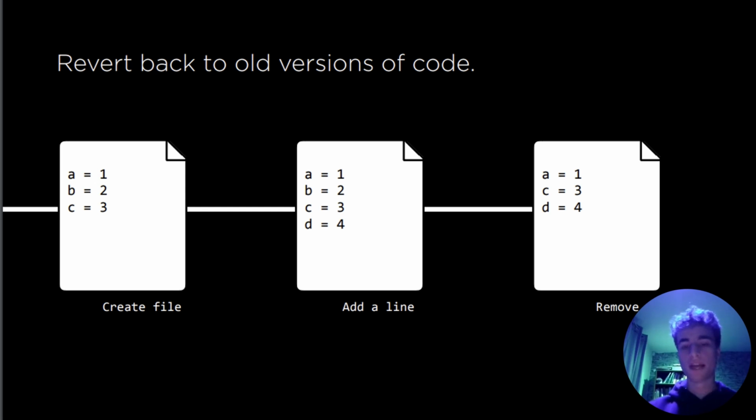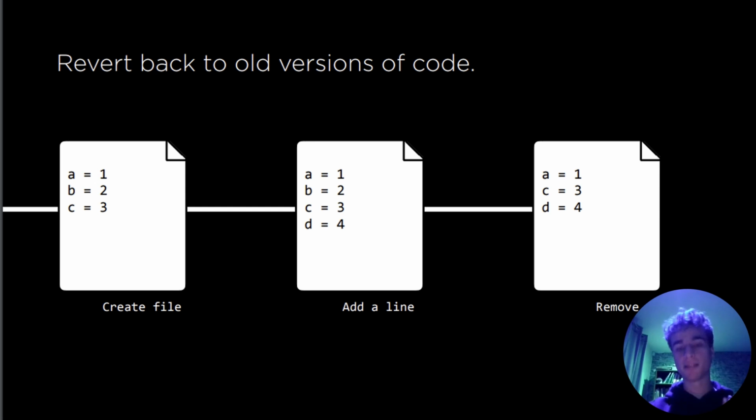We can also revert back to an older version of code. So for example, here we're creating a file, we're adding a line, and then we're removing the line again. So we add the line B equals 2, but then we add the line D equals 4, and then we remove the line B equals 2 by accident. And if we've removed a line, we can't get that back. If we've saved it, if we turn off our computer and turn it on again, we can't do Control Z, we've lost that forever.